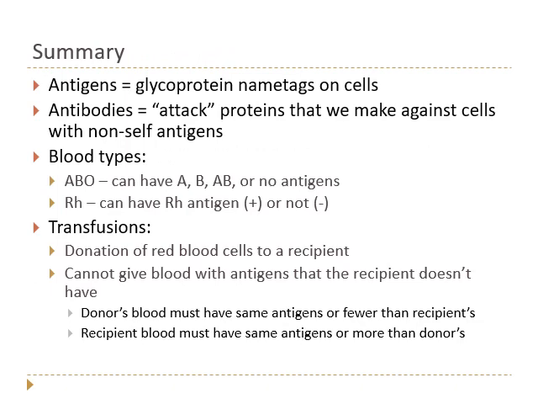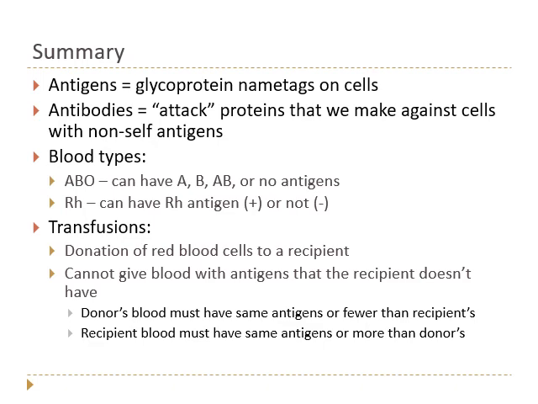All right, so in summary, antigens are these glycoprotein name tags on cells that serve as identifiers. Antibodies are the bodyguards, the attack proteins that we make against the antigens that are non-self or foreign. In terms of our blood groups, you can have A, B, AB, or no antigens. If you have neither, we call you O. And with RH, you can have it, in which case you're positive, or not, in which case you're negative.